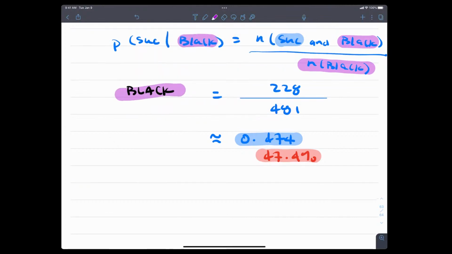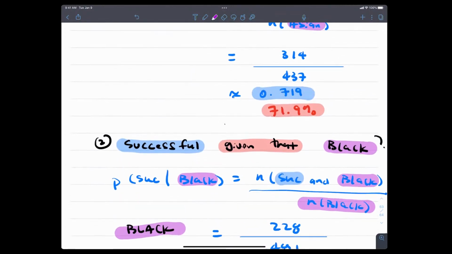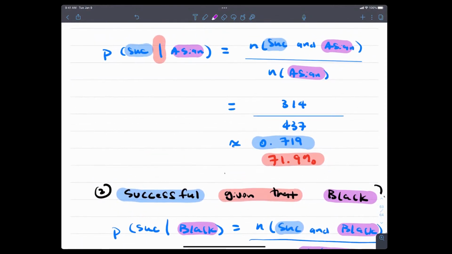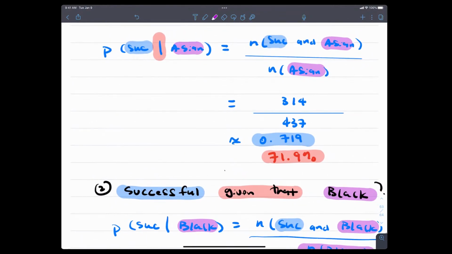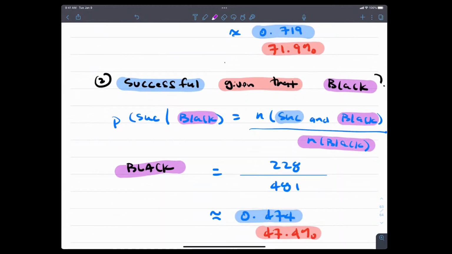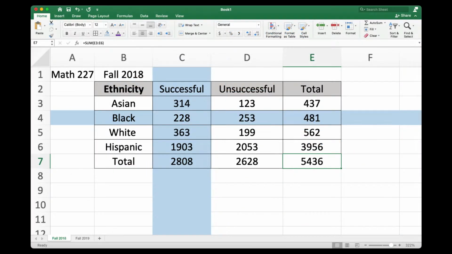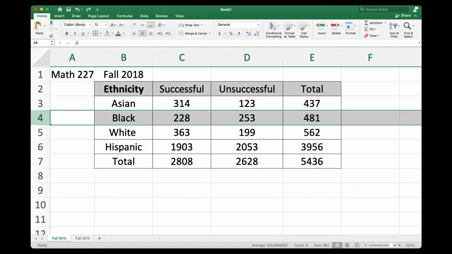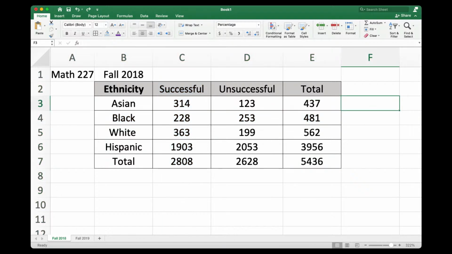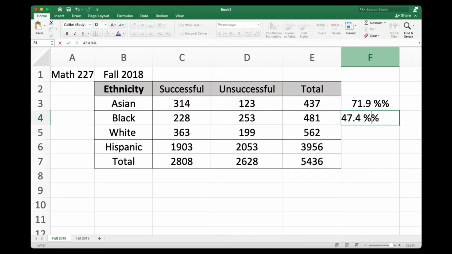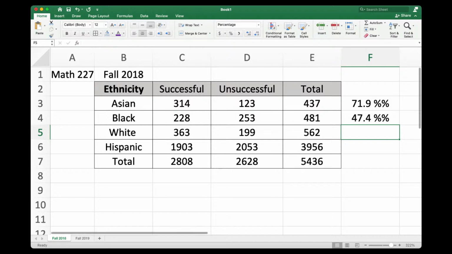For black students in Math 227, pre-AB 705, notice the difference between Asian students, 71.9%, and black students, 47.4%. Okay? 71.9 and 47.4. I'm going to put that right here. 71.9% versus 47.4%. Do you guys see a difference in numbers here?